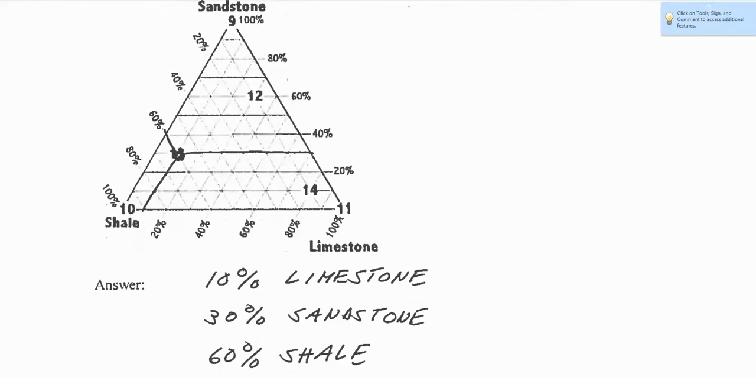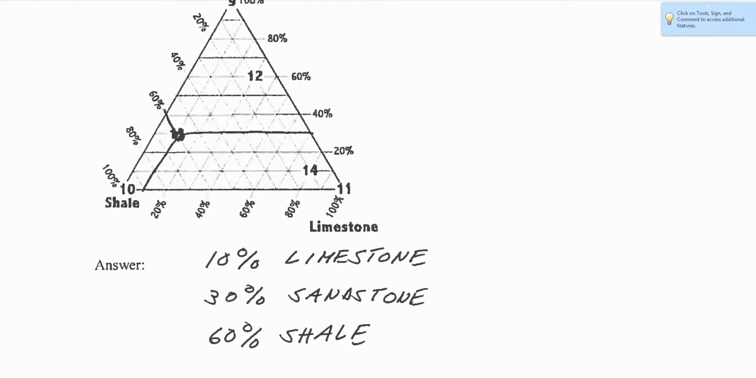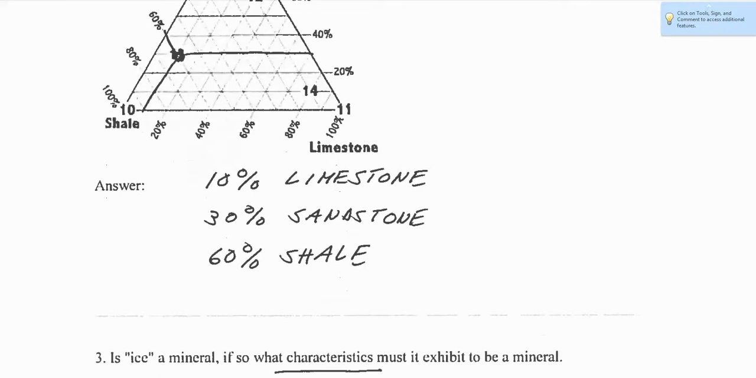Remember, the built-in check is all the percentages should equal 100. So that third check, especially on the left-hand side, should give you 100%. And again, we talked about that being the built-in check for that.